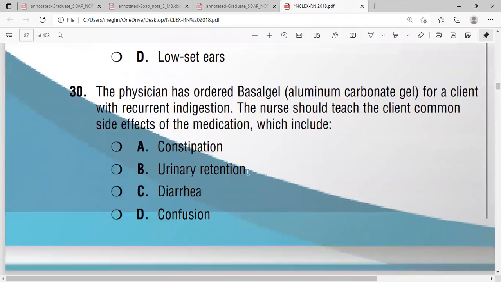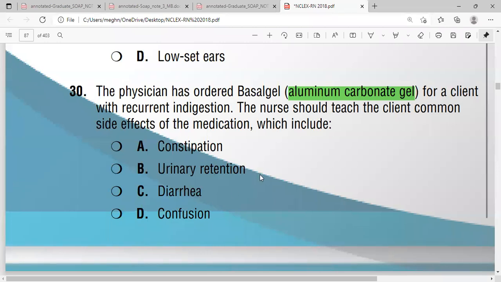Next question here. The physician has ordered aluminum carbonate gel, right? This is the medication ordered for a client with recurrent indigestion. The nurse should test the client on common side effects of the medication, which include constipation, urinary retention, diarrhea, and confusion.